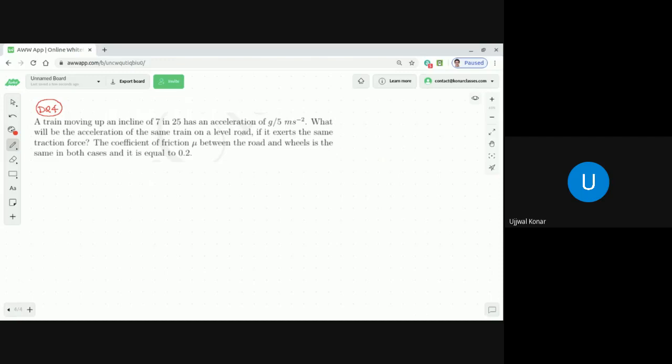Okay, a train moving up an incline of 7 in 25. Here also I got some doubt from some of you. In fact, from Thresk, you said that it gives what is the inclination. It has an acceleration of g by 5 meter per second square. What will be the acceleration of the same train on a level road if it exerts the same traction force? The coefficient of friction mu between the road and the wheels is the same in both the cases and is equal to 0.2.